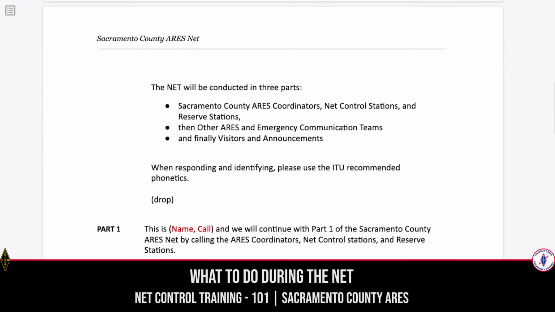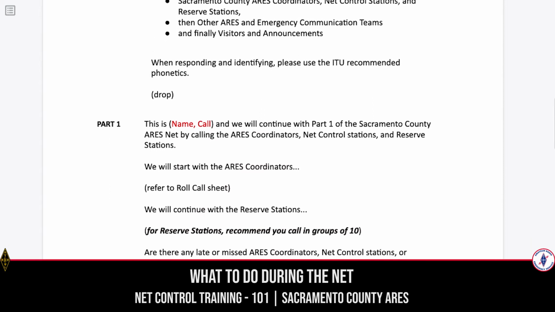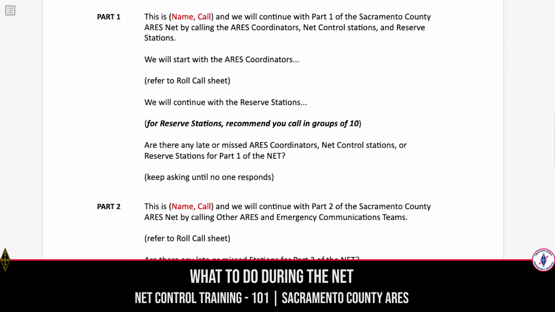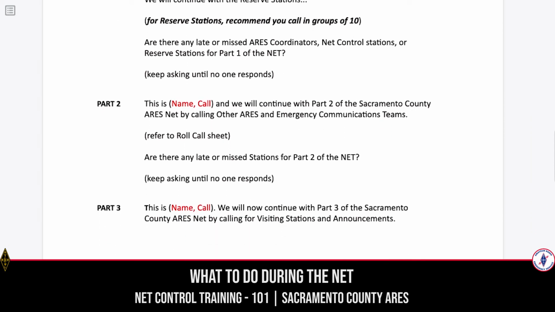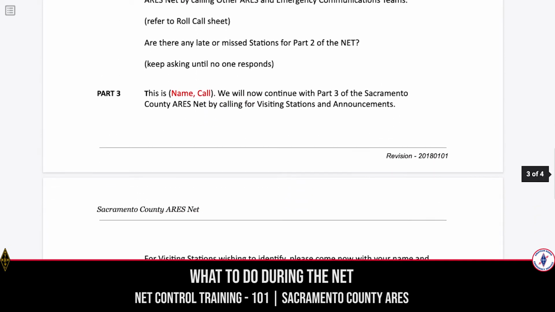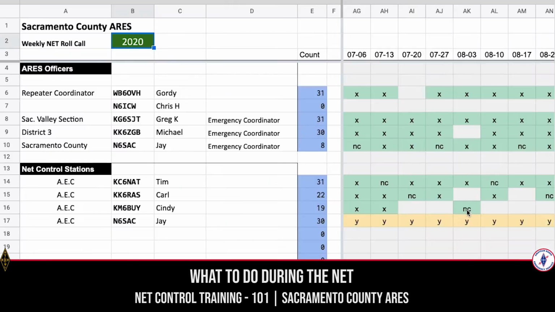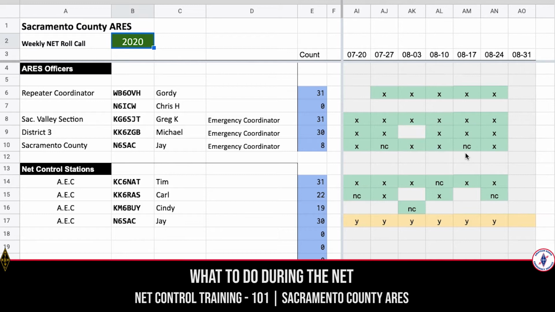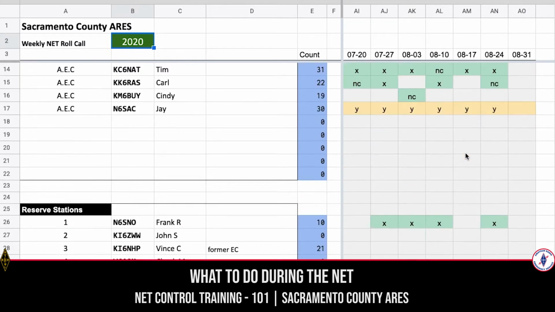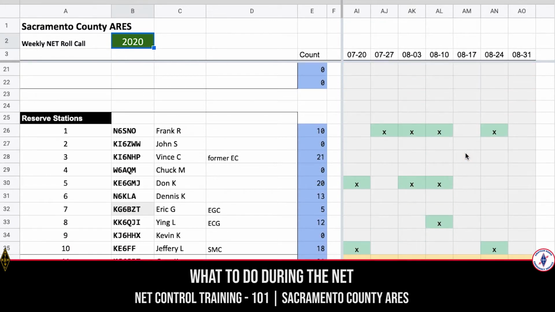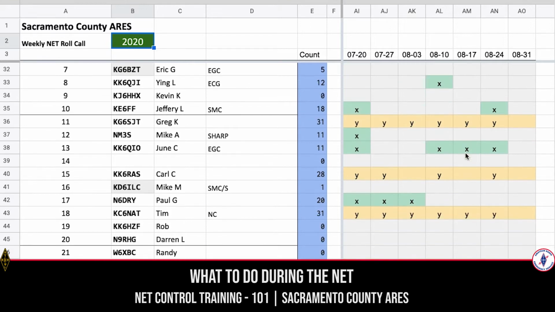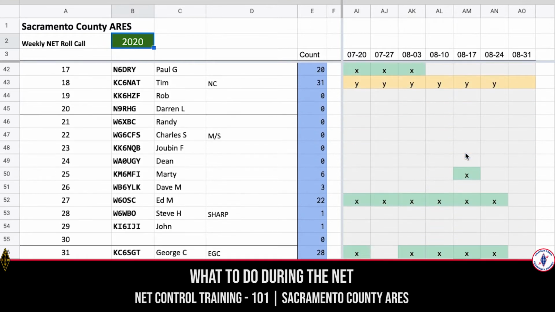Part 1 is going to be our ARES reserve stations. Part number 2 are going to be other emergency communication teams. And part number 3 is going to be our visitors and announcements. That will match on the roster as you work your way from top to bottom. And it's as simple as navigating to the cell and putting an X in the cell. That's all there is to it. Work your way from top to bottom.